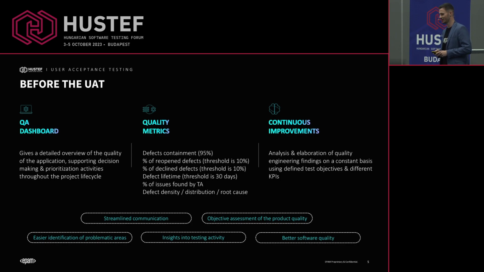It can be fascinating. So before the UAT, if you have these points in place or these areas, you will have the option for continuous improvements, which means that you can easily identify the problems and you will be able to prioritize the most pressing items. So that's all about the before the UAT considerations.